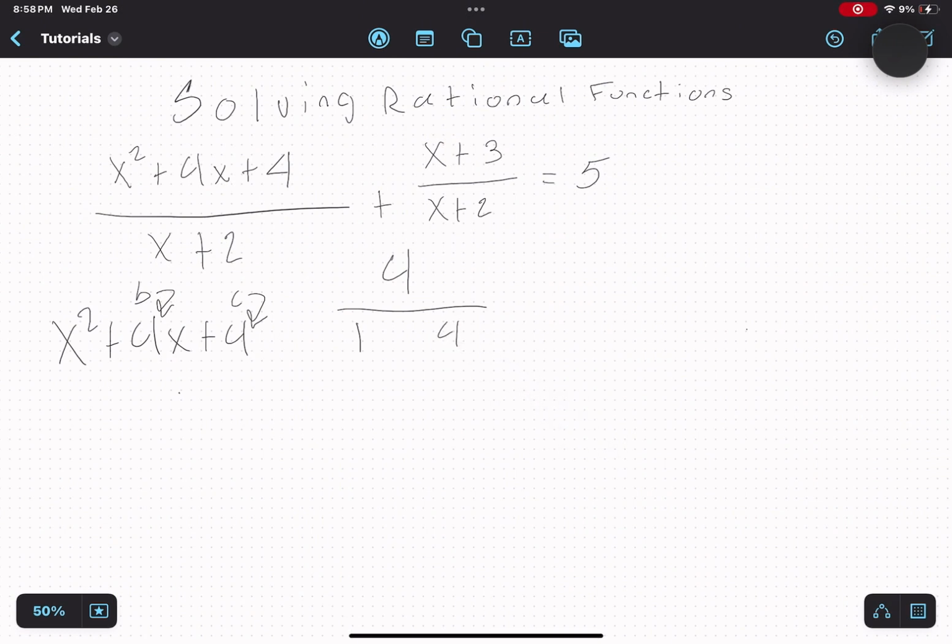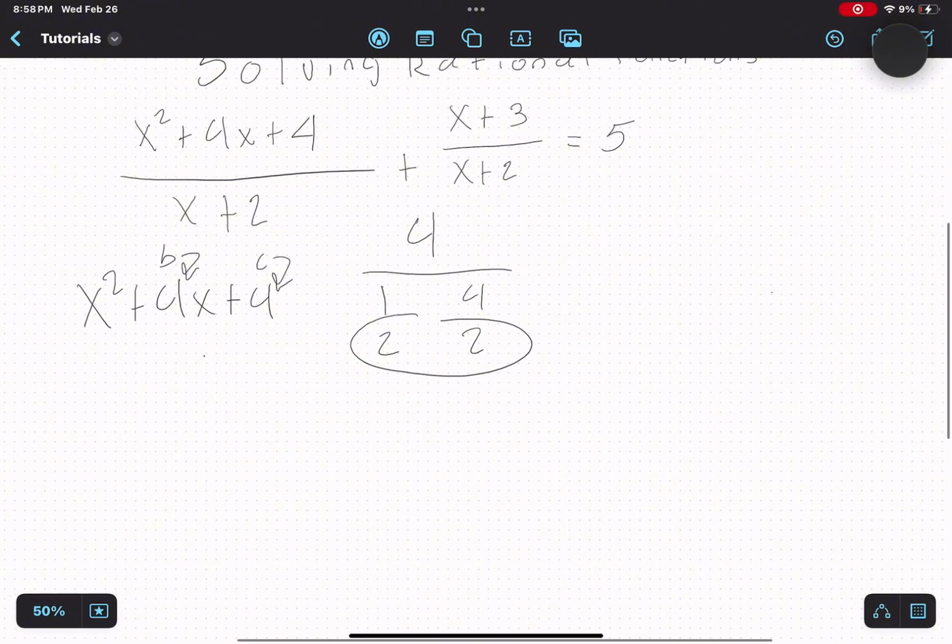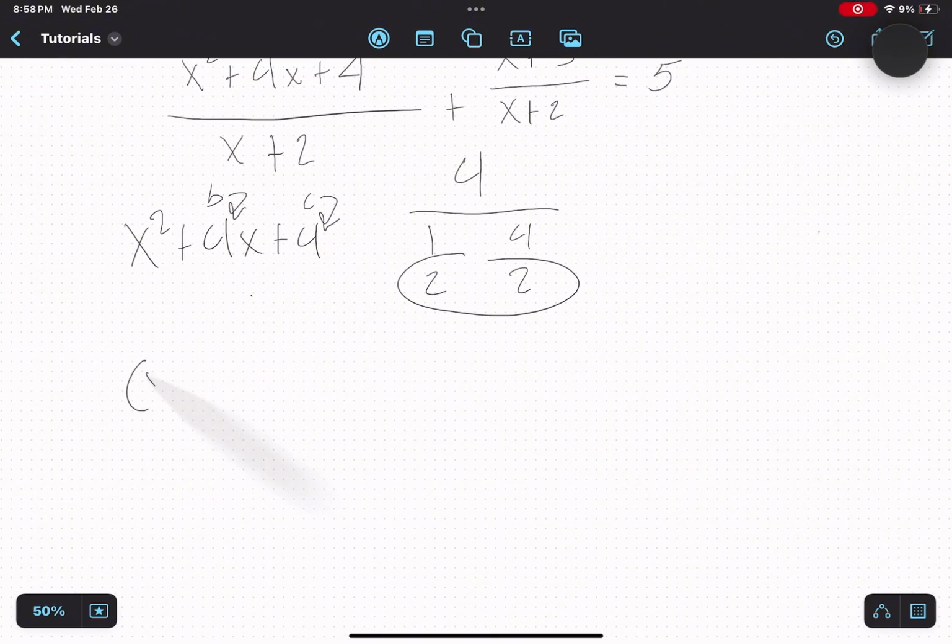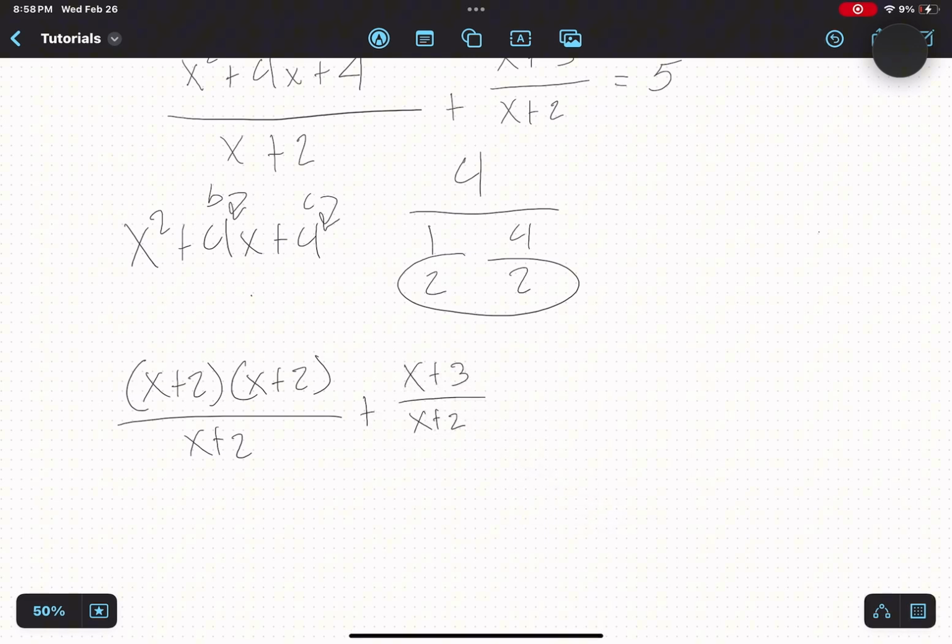1 and 4, it adds to 5, multiplies to 4, does not work. 2 and 2, adds to 4, multiplies to 4. That does work. So we will take that, and now we have x plus 2 times x plus 2 over x plus 2 plus x plus 3 over x plus 2 equals 5.